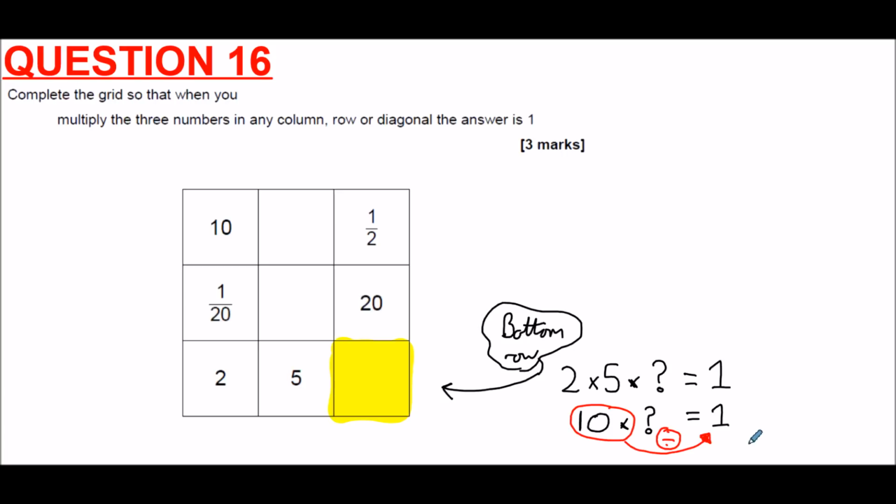So therefore, the question mark is 1 divided by the 10 we've just moved. Now, we could write a division as a fraction. So we can just say it's 1 over 10, because 1 over 10 means 1 divided by 10.